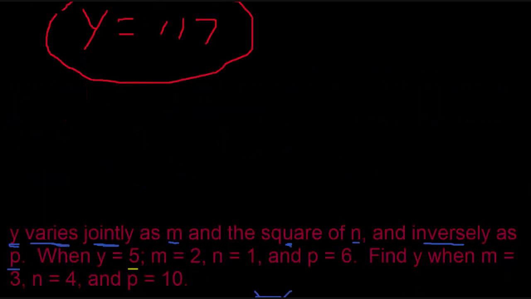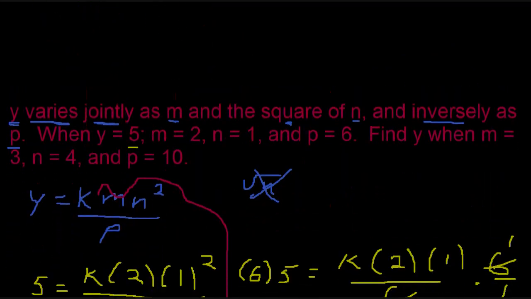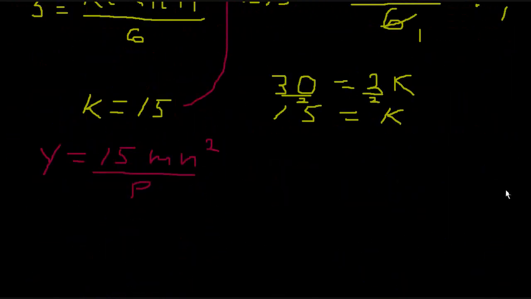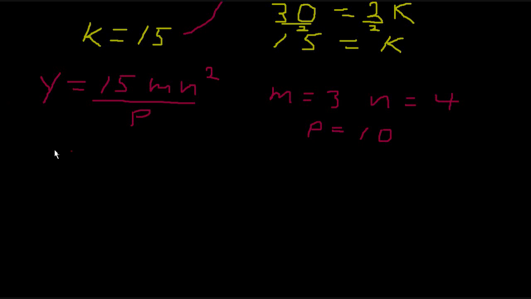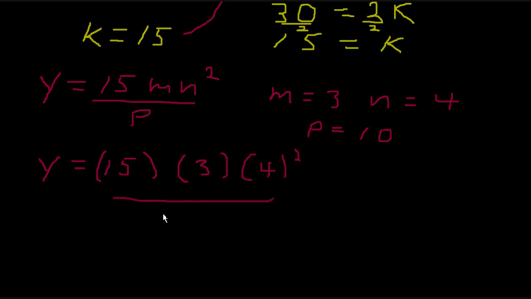And then they're going to give us enough information, I hope, that we can now solve for, let's see, what are we solving for? We're going to solve for y when m was 3, n was 4, and p was equal to 10. And now we're going to solve for y. So y equals 15, that's what k is all throughout this problem. M is 3, n is 4, we're going to square the 4, and divide that by 10.